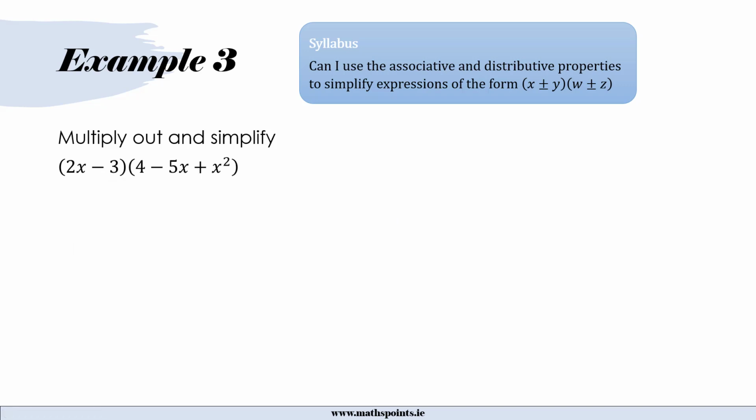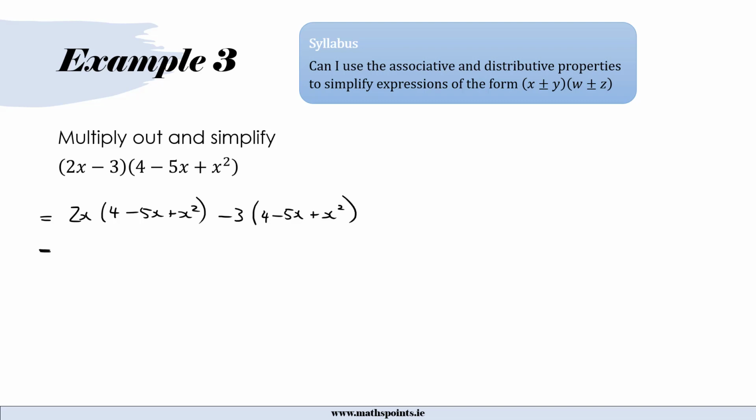Example 3 is very similar to example 2, just that don't always expect the x squared to come at the start of a bracket. It won't make any difference to the sum. We're going to do it in the same manner. We're going to open up the first bracket, so it's going to be 2x on 4 minus 5x plus x squared, and then minus 3 on 4 minus 5x plus x squared. And remember, splitting up the 2x and the minus 3 in the first bracket, that's the opening of the bracket, and each of those terms gets multiplied by the second bracket.